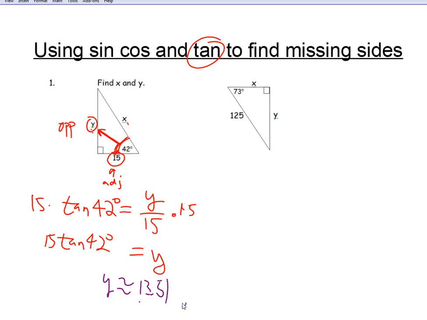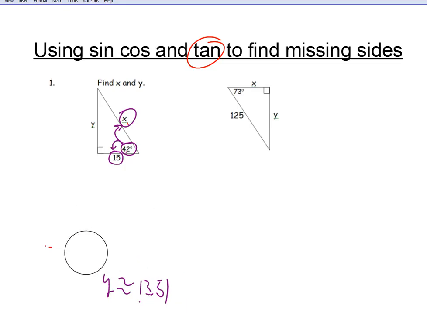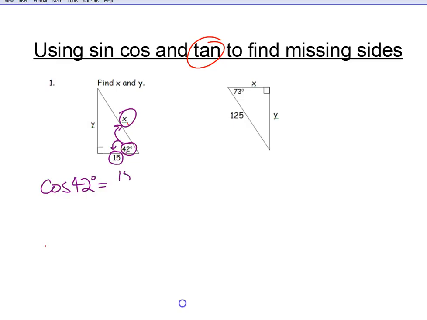Now, to solve for x, again, I have to take a look at the side that I'm looking for, which is x, the side that I'm given with respect to the angle, and the angle itself. Here's my angle. What side is the 15? That's the adjacent side. What side is the x? That's the hypotenuse. Which word uses hypotenuse and adjacent? Isn't that cosine? Can't I say that the cosine of 42 degrees, and again, there's that word next to the angle, equals the adjacent side 15 over the hypotenuse x?